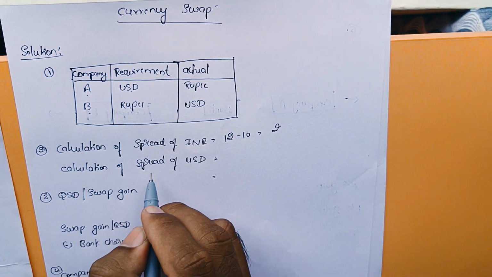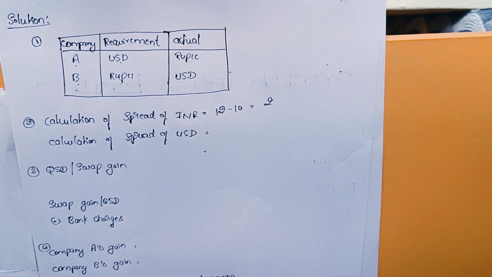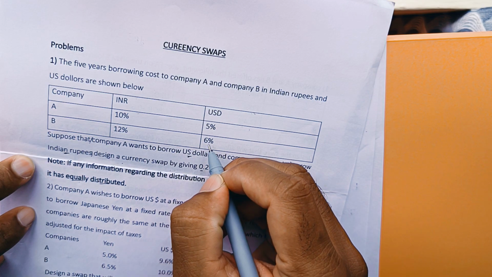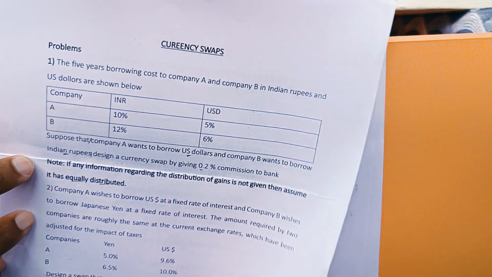Then calculate the spread of USD. Come to USD, these two. Difference of these two, whichever is higher. 6 minus 5 equals 1.